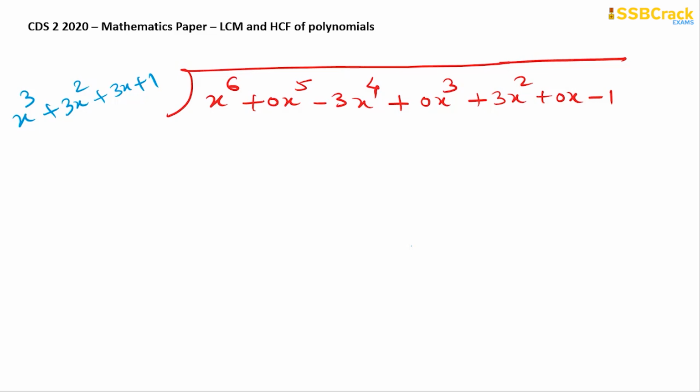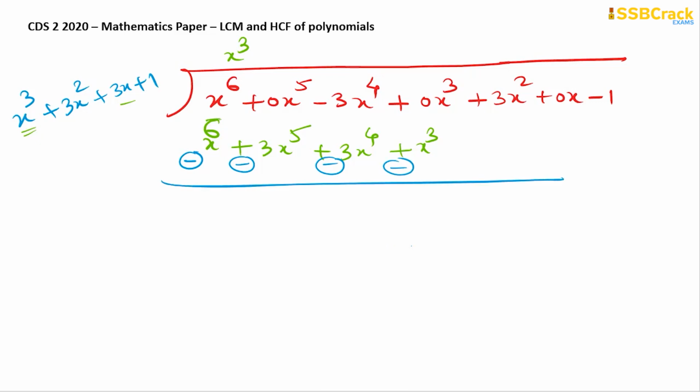So now we want, first of all, x to the power 6 from this x cube term. So we multiply by x cube. x cube into x cube is x to the power 6. x cube into 3x square is 3x to the power 5. x cube into 3x is plus 3x to the power 4. x cube into 1 is plus x cube. And you know that you have to change the signs for the subtraction. And what's the result of this subtraction?